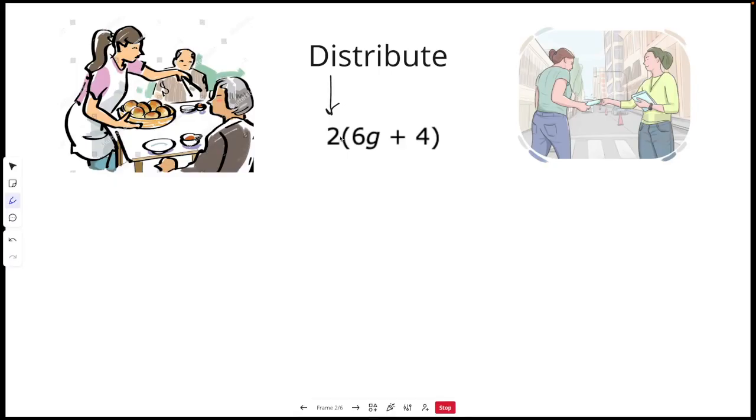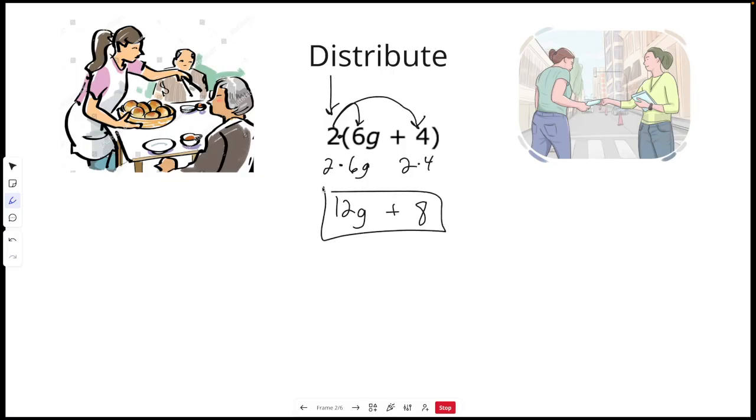Now, when you see this 2, there is an invisible multiplication symbol in between the 2 and the parentheses. When you write a number right next to parentheses, it just means multiply. So the first thing we're going to do is multiply 2 times 6g, which is 12g. And then remember, we're distributing, so we're giving out the 2 to everything in the parentheses. So now we're going to do 2 times 4, which is positive 8, and this is our final answer, 12g plus 8. Okay, that's the distributive property.